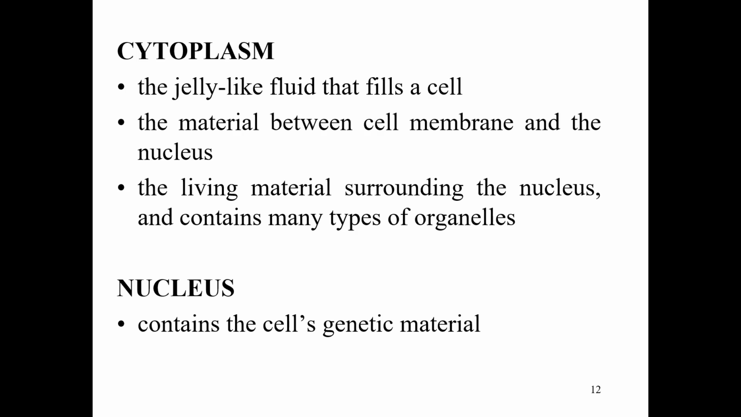The cytoplasm is the jelly-like fluid that fills the cell, the material between the cell membrane and the nucleus. It is the living material that surrounds the nucleus and contains many types of organelles. The nucleus contains the cell's genetic material. So you can think of the cell membrane as the skin, the cytoplasm as analogous to blood in humans, and the nucleus as the brain of the body, since it contains the genetic material.